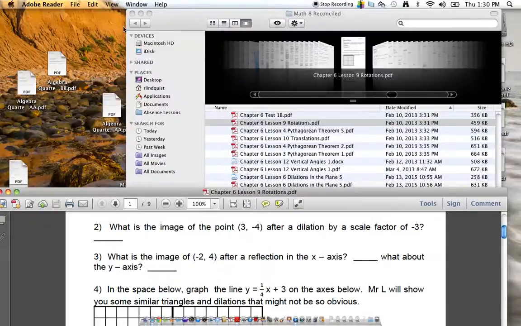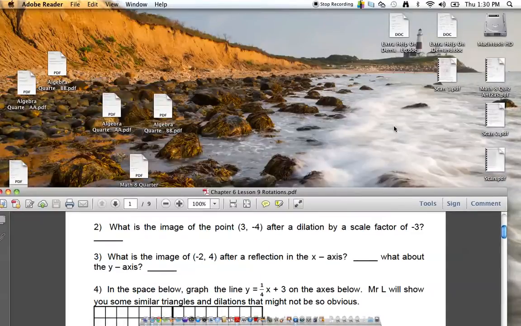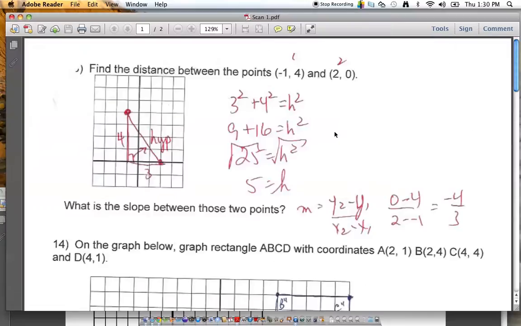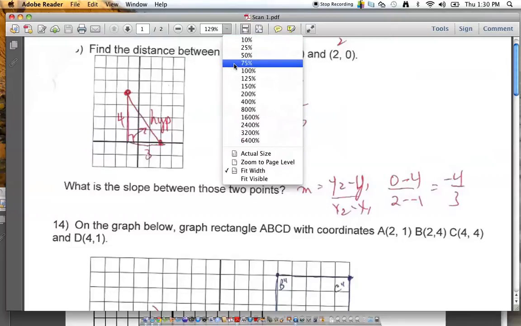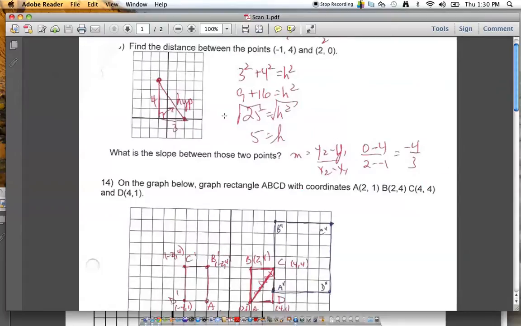All right, homework answers from last night. I think this is it. Yes, it is. Okay, ready? The first question I want to talk about is the first question on the last page.